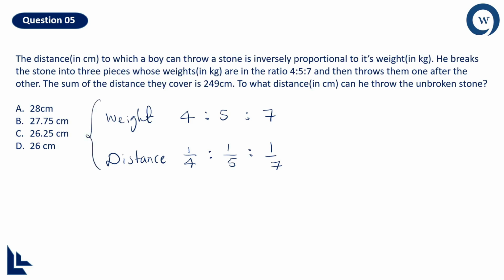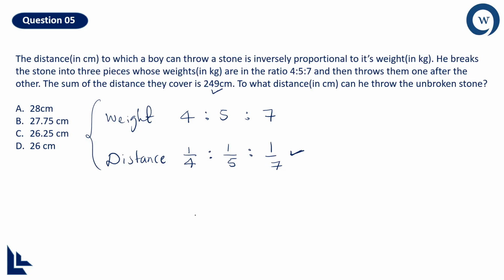And now the question is, the sum of the distance these stones covered was 249 centimeter. Then to what distance the boy can throw the unbroken stone? If the stone is not broken, how far the stone might travel is the question. To find out that, you can start your calculation from here, because actual distance is given and you need to find out what is the distance in this case. But how to proceed from this point onwards?